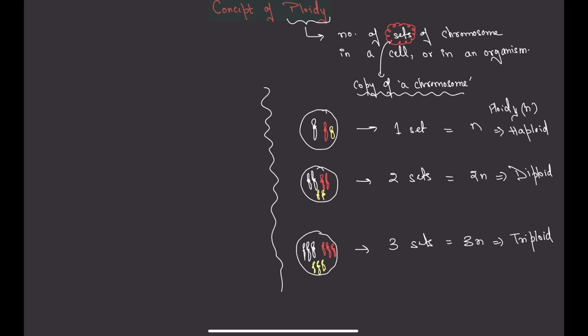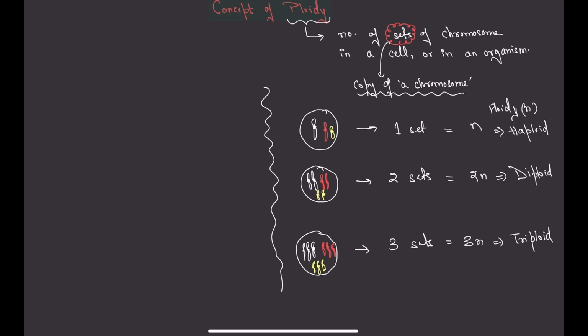And to understand how many sets of chromosome a cell is having, you need not look for the total number of the chromosome, but the number of chromosome for every type. If one copy of every chromosome is present, then ploidy becomes n. If two copies of every chromosome, then ploidy becomes diploid. Right? So this is about the ploidy.